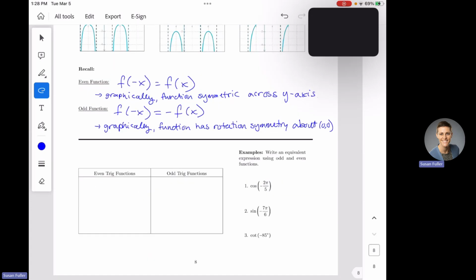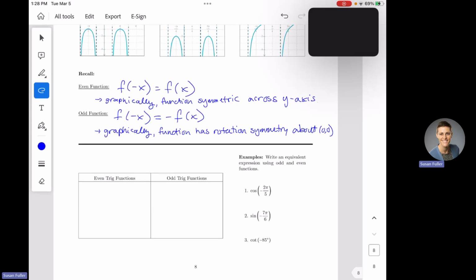So if I come all the way back down to here, we just said that sine was an odd function. Let me put this in as y equals the sine of x. So sine is an odd function and cosine was an even function. So cosine is even, sine is odd.